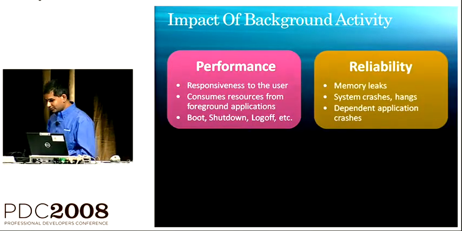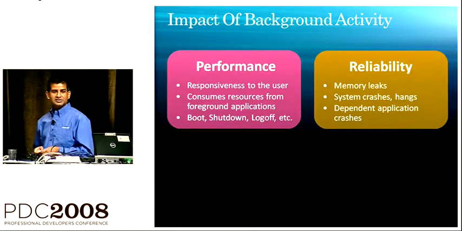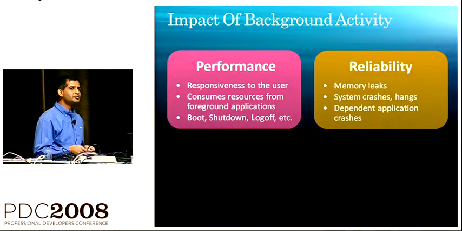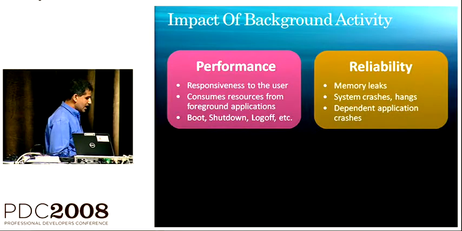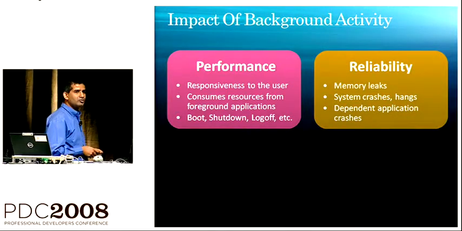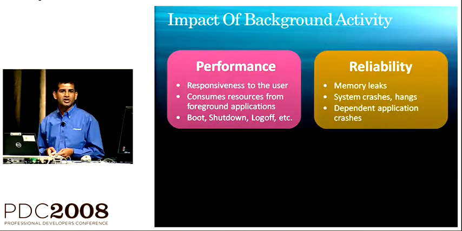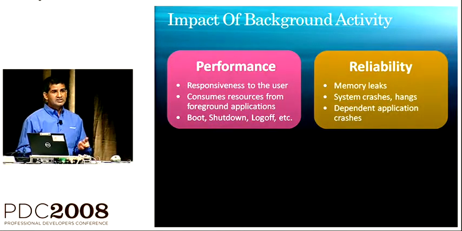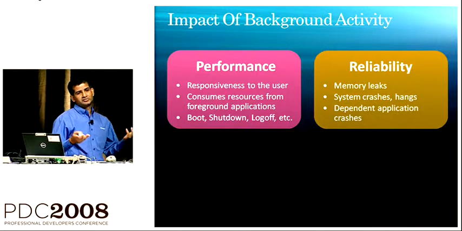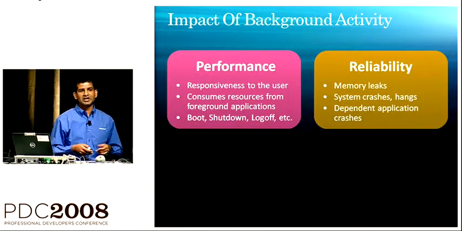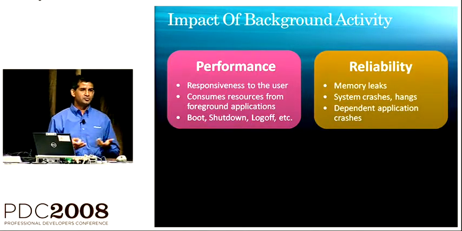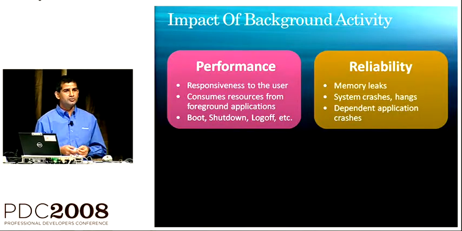Reliability is another area. Since background processes generally run with system privileges in many cases, a small problem in one background process can end up taking down the whole system. If, for example, the Windows Update Service, which is a local system service, were to crash frequently, then the user experience would be that they had to end up rebooting their computers unnecessarily.